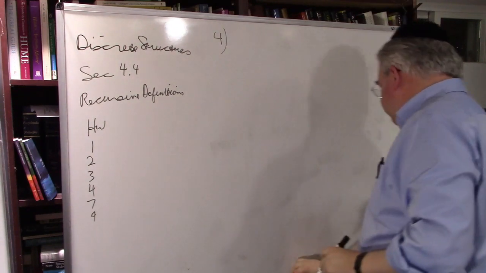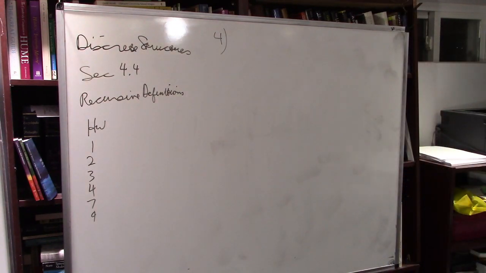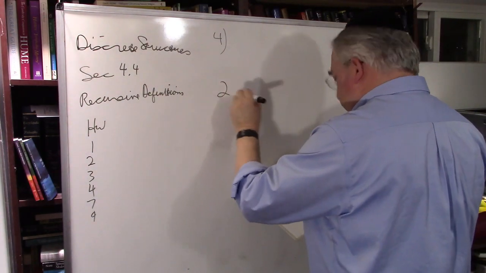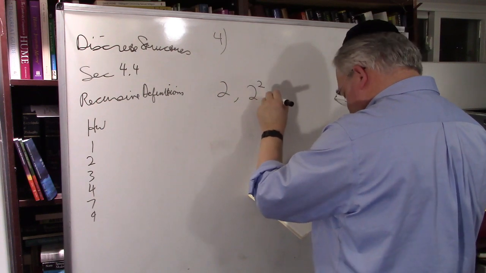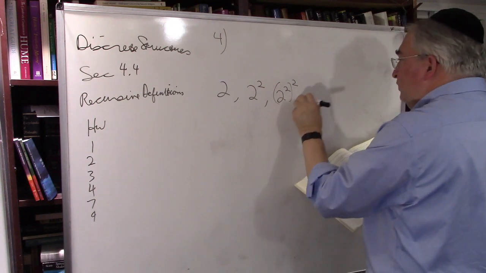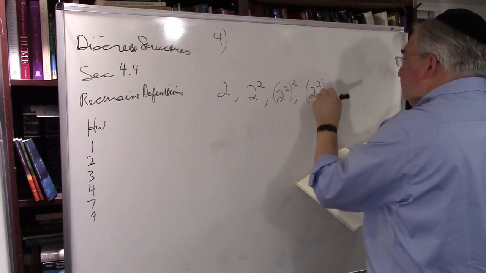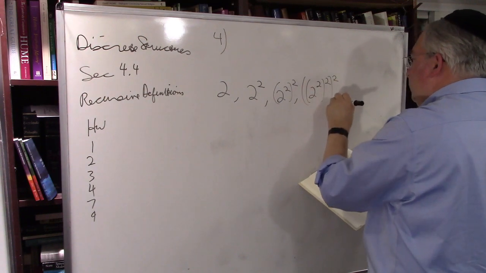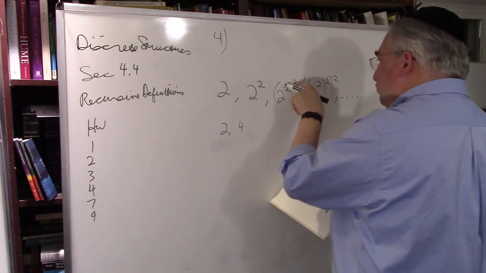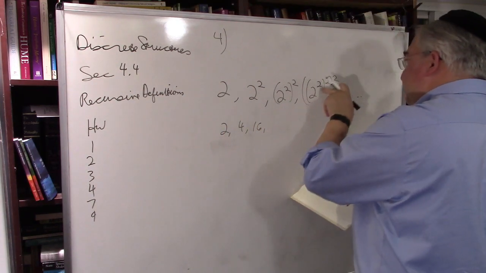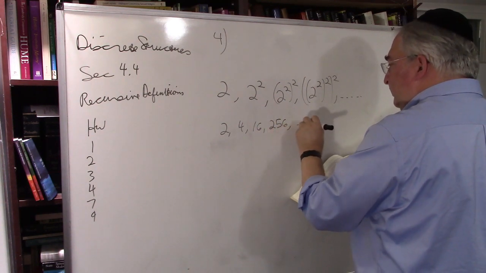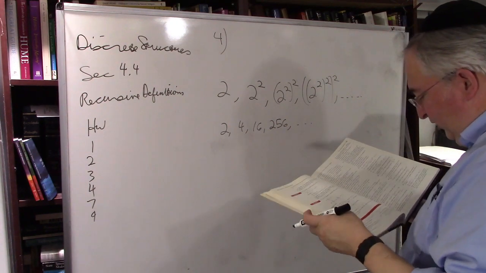We give you 2 sequences. Okay. 2, 2 to the 2, 2 to the 2 squared, 2 to the 2 squared, squared. Okay, let's just do the numbers. This is 2, 4. This is 4 squared, which is 16. This is 16 squared, which is 256. Dot, dot, dot. So they want a recursive definition of this sequence.